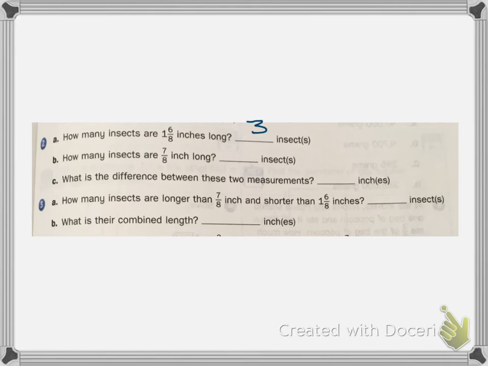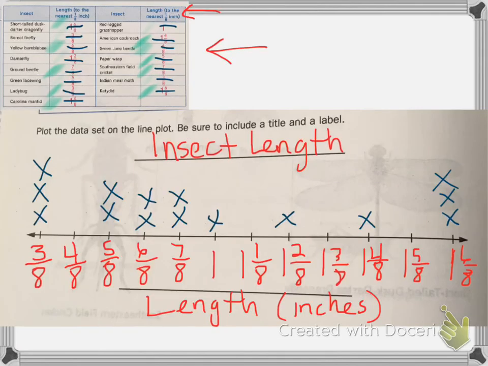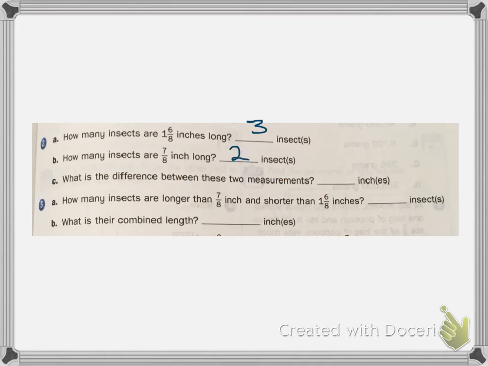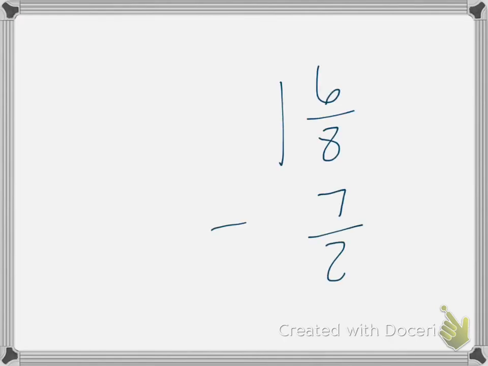Next, it says how many insects are 7/8 inches long? So I look back at my chart. How many of them were 7/8? I count 1, 2. So the answer would be 2 insects. And now it says, what is the difference between these two measurements? So what were the measurements? We had 1 and 6/8 inches and we had 7/8 of an inch. So I'm going to find the difference of those. What does difference mean? I need to subtract. So 1 and 6/8 minus 7/8.